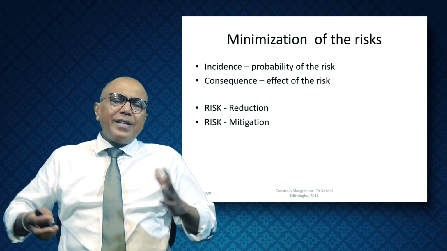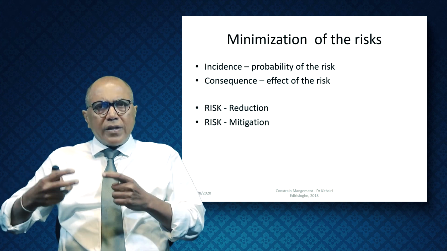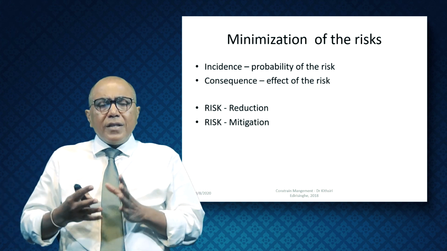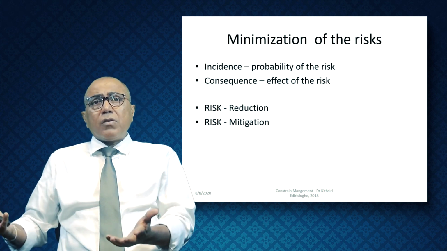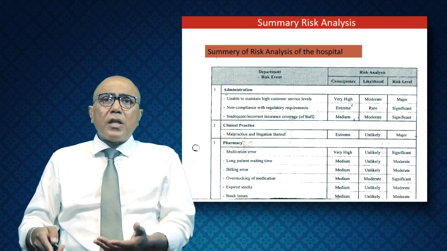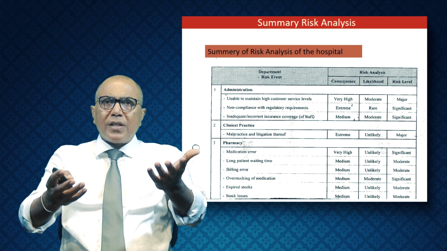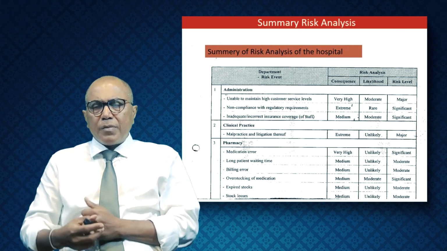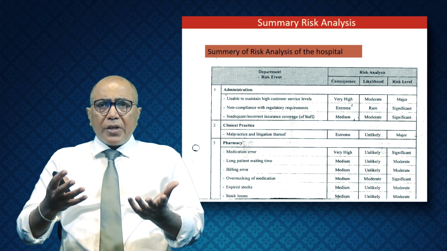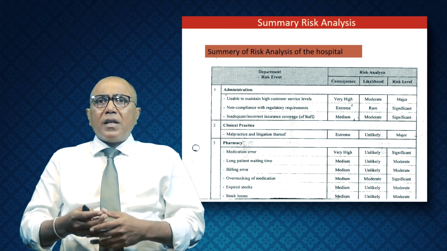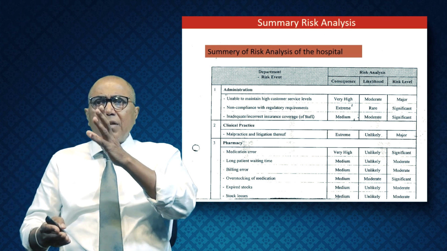Basically, in any risk, if you identify it, there's a probability of having the risk. What are the chances of you having the risk? Second, if it happens, what's going to happen? What's the consequence? What's the effect? So these are the two things that we look at. I'm just giving a basic example in administration: unable to maintain high customer service. Consequence is very high, likelihood moderate. That's the probability. And then we grade the risk level as major, significant, and minor.